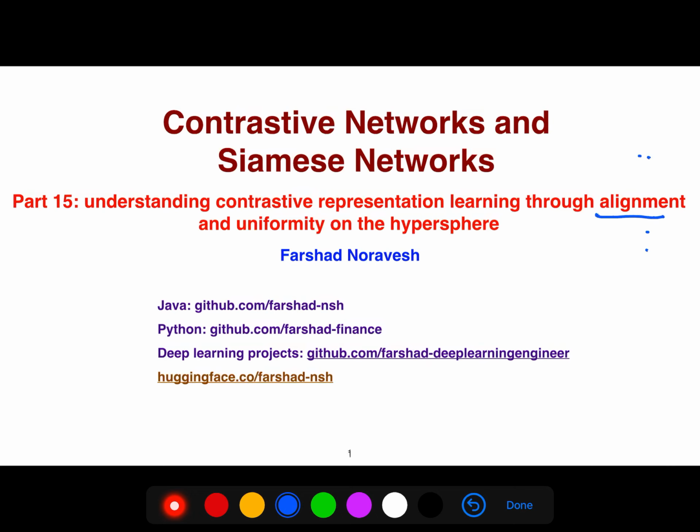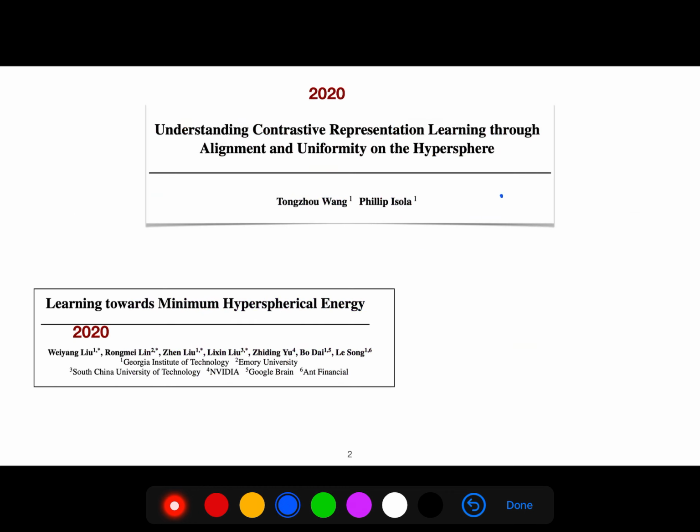In this video, I'm going to be explaining an important evaluation measure that we use in all contrastive learning, namely uniformity and alignment. They explained this evaluation measure in this 2020 paper, Understanding Contrastive Representation Learning through Alignment and Uniformity on the Hypersphere.